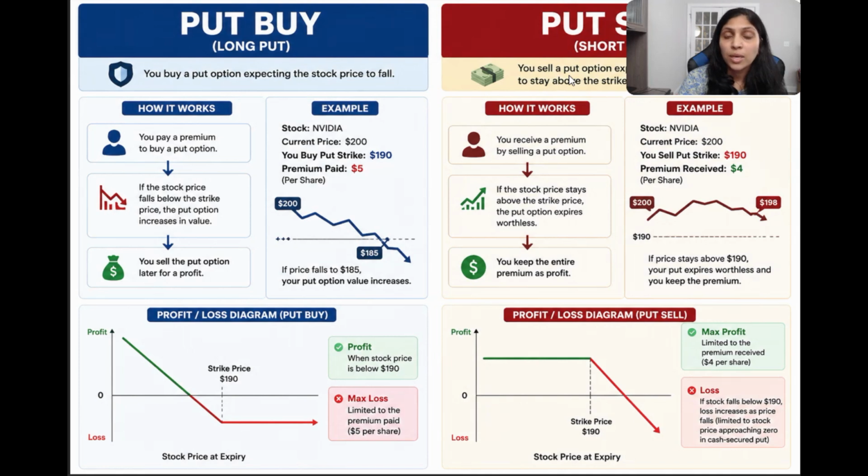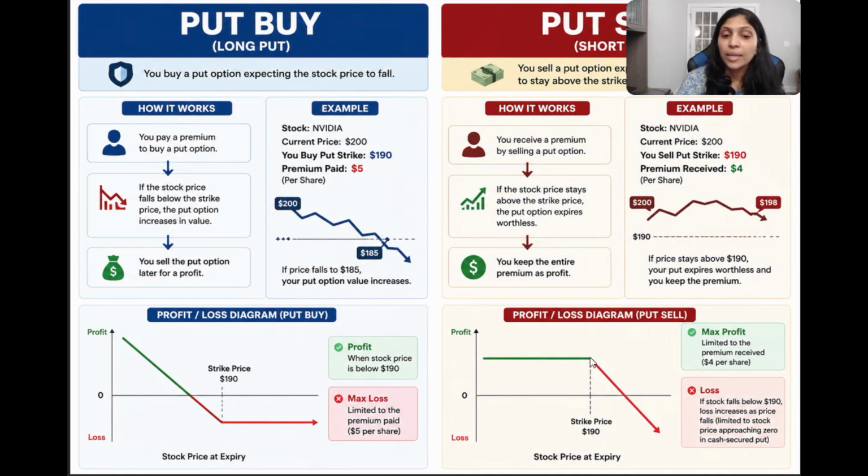For this put sell, you will receive the premium. Let's see the example with NVIDIA. The NVIDIA current price is 200, the strike we are choosing is 190, and the premium we are going to receive is $4, with a 1 week expiry. If the stock price stays above the strike price, which means anything above 190, the put option expires worthless, so you keep the entire premium. We'll see the profit and loss diagram here. If NVIDIA stays anywhere above 190, you keep the entire premium.